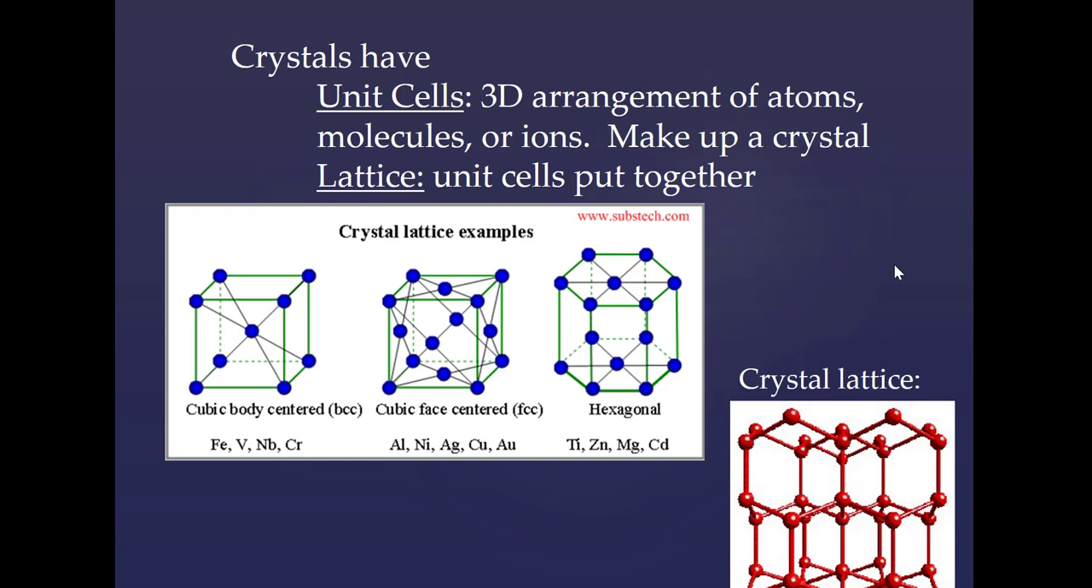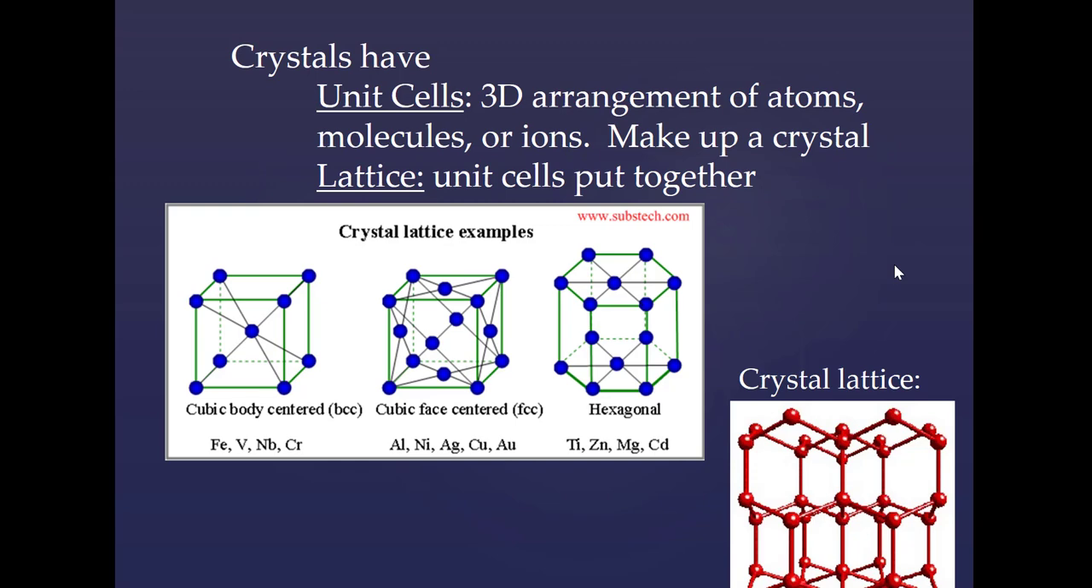A good analogy of this is Lego bricks. If you have one Lego brick, that is like a unit cell. And if you take those Lego bricks and you build a wall structure, that would be a lattice of those unit cells. There are very many different types of unit cells, and it's not necessary for you to learn or study these unless you have an interest in it. I'm not going to be testing on the types of unit cells.